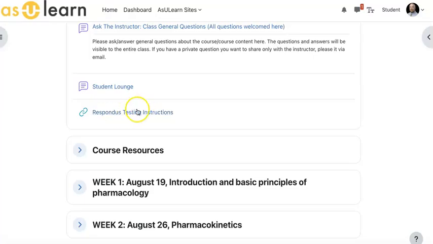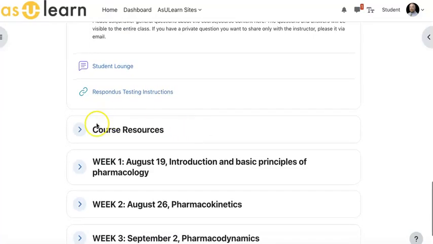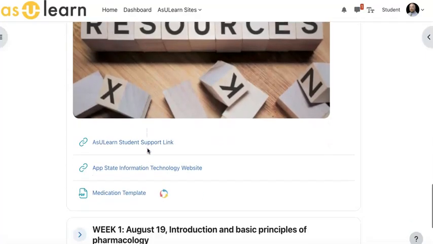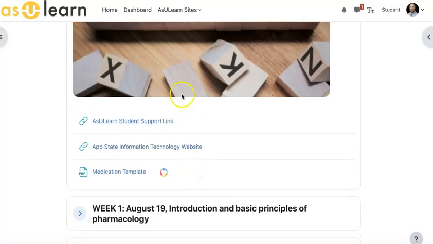Well, there's 2 Respondus testing instructions. I'll take that one out of there. So course resources for this semester. We have student support links and technologies, and the technology link is going to be important for you to note as well. Medication template.